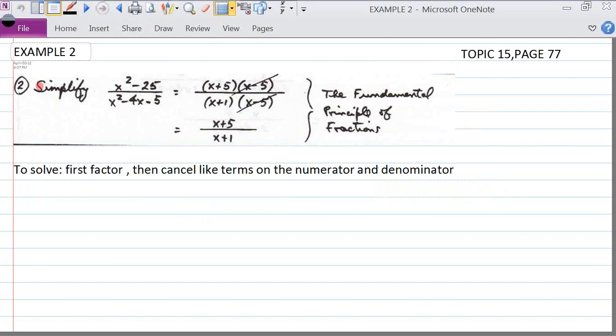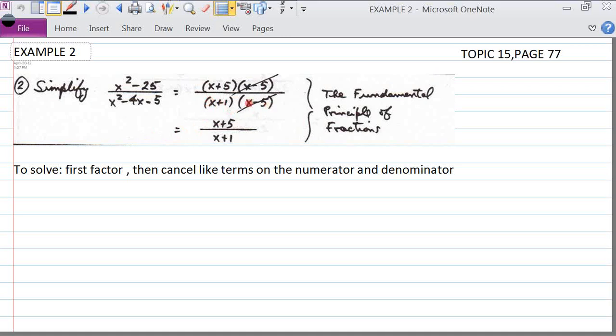Let's go to example 2. We have to simplify this, and we have to write the expression equivalent to that. So we have to factor it. So we're going to factor this, and we're going to factor that. This is the difference of squares, x plus 5, x minus 5. This, we see, is x plus 1 times x minus 5.